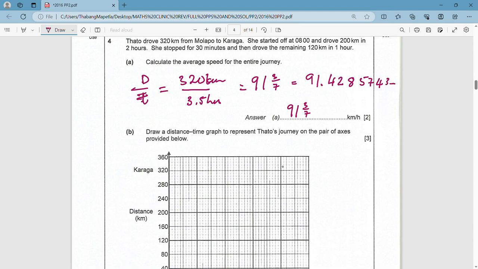91.4285743, so like that. And then they will round it off to 3 significant figures. So it's going to be 1, 2, 3, you round the 2 down, then it's 91.4 kilometers per hour. So yeah, that's it, correct, get it.